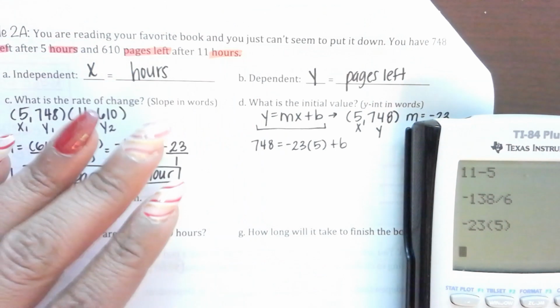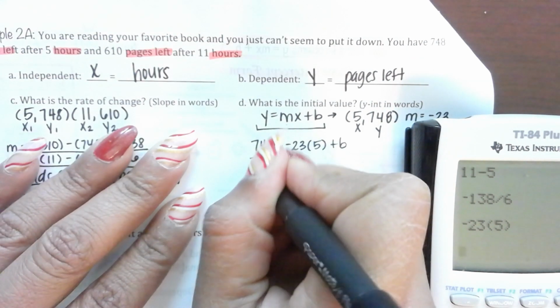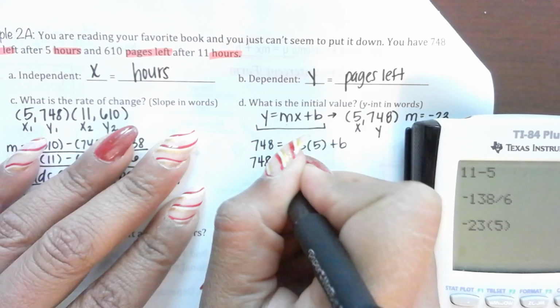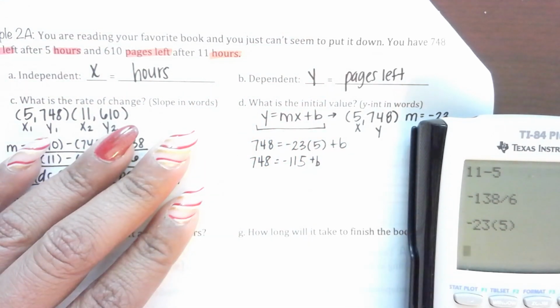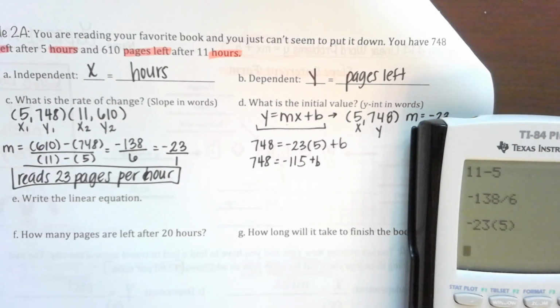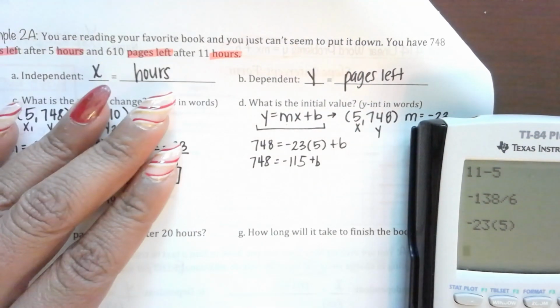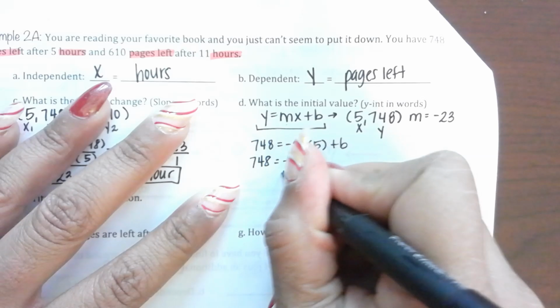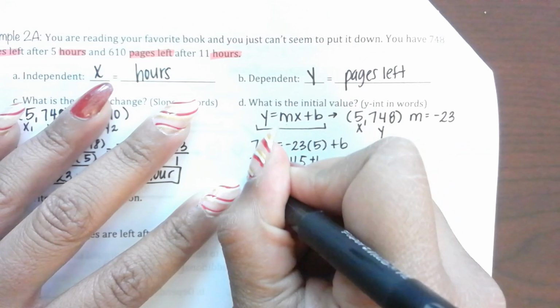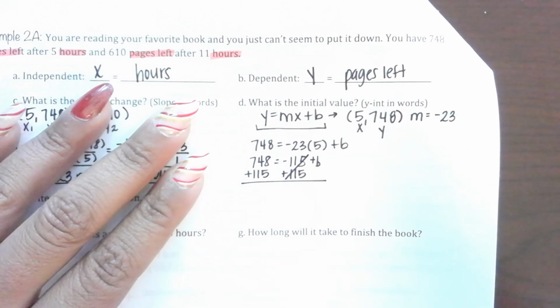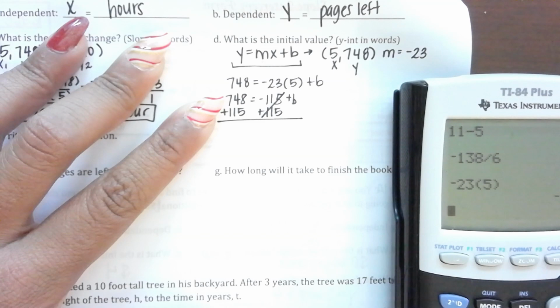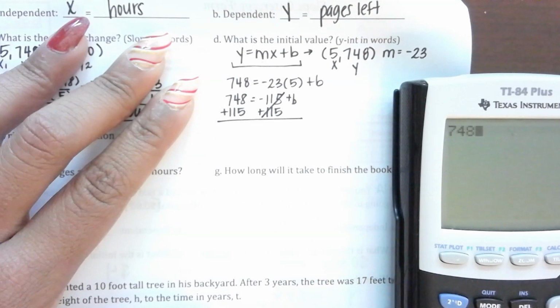What'd y'all get? Thank you, negative 115. Plus B comes down. How do I get B on the side by itself? Thank you, plus 115. So what's being typed in? 748 plus 115. Absolutely.